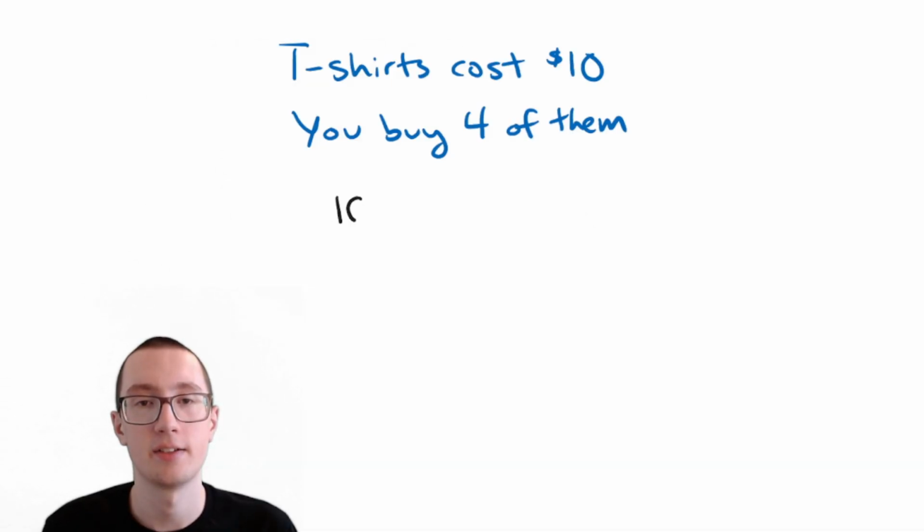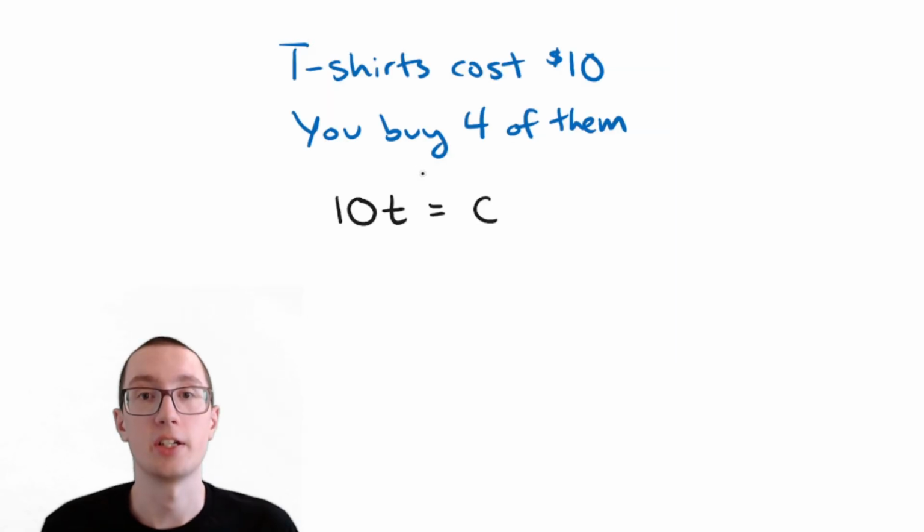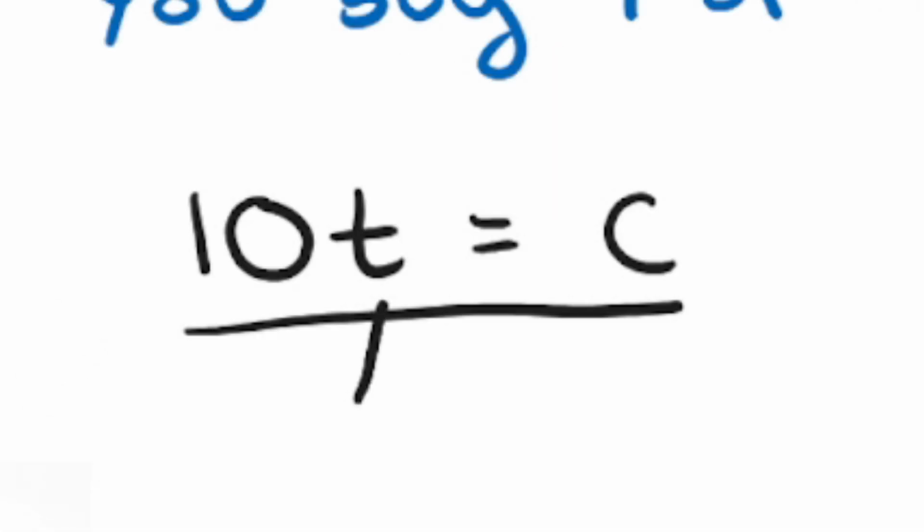So that would be 10 times, and then we'll do T for t-shirts. And then you would say equals whatever cost is. We'll just say C, right? And now suddenly you have a math equation that tells you the price for t-shirts. So whenever you buy t-shirts, you would plug in the number that you want to buy, and out you get the cost of the t-shirts.